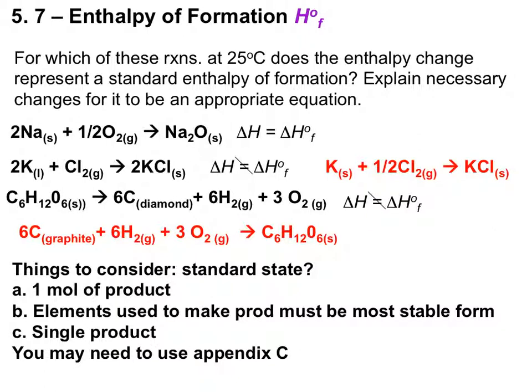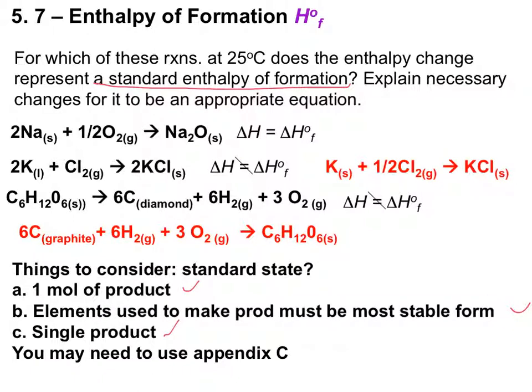So first things first, we should be able to establish if a reaction represents a standard enthalpy of formation. Okay, so there are things we need to consider. We should only have 1 mole of product. Okay, elements used to make the product must be in the most stable form, as we talked about on the previous slide. Those enthalpy of formation values should be 0 for those that are in the most stable form, and you should only have a single product. So you may be able to infer this on your own, but you may have to use Appendix C because you're not familiar with the compound.